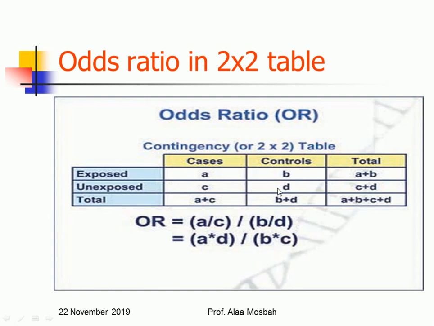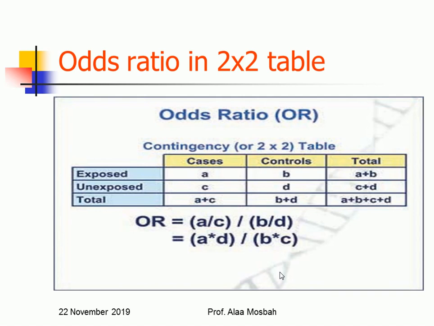okay, and B by C, okay. So if we divide the result of A by D over B by C, it should be above 1 to say there is a significant relation between exposure and the outcome, or there is evidence of relation between exposure and the outcome.